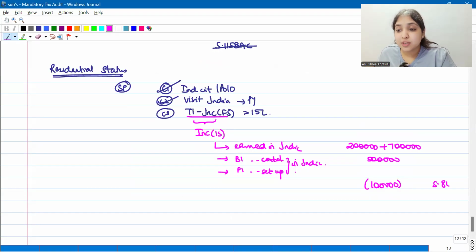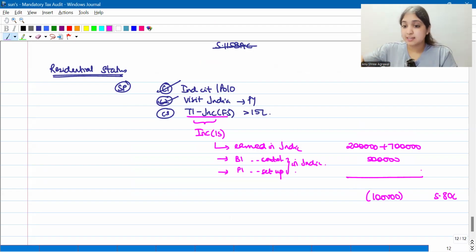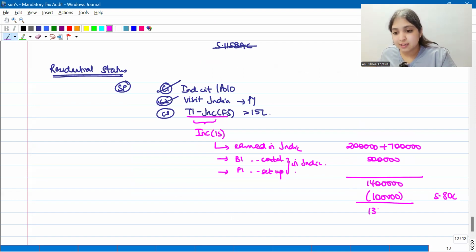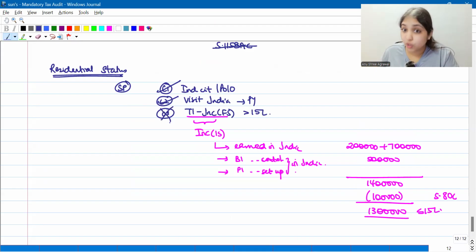All right. So what is the net number over here? If you see the net number, first of all, considering the first three transactions is going to be 14 lakhs minus 1 lakh 80C. So here you will get 13 lakhs, guys, which is within 15 lakhs. So this condition is not fulfilled.